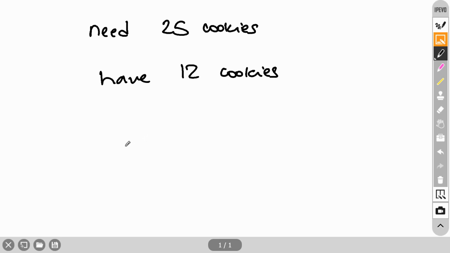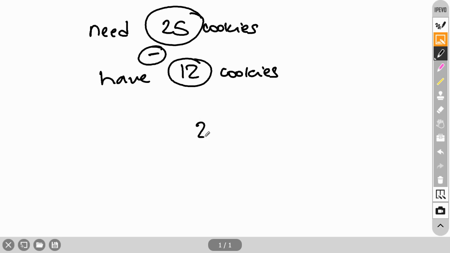Well, when you go to the store, I need 25. Well, am I going to buy 25 cookies? No, because I already have 12 at home. So I just need to buy that little difference between 12 and 25. And that little difference is subtraction. So you get 25, take away 12.